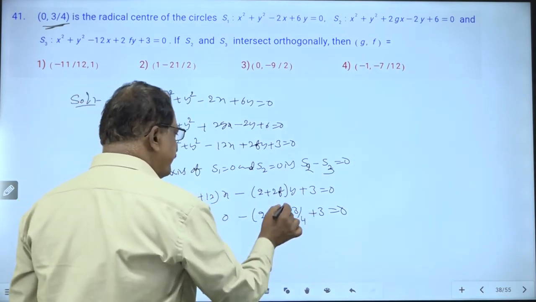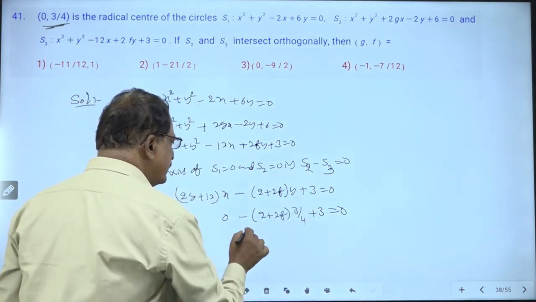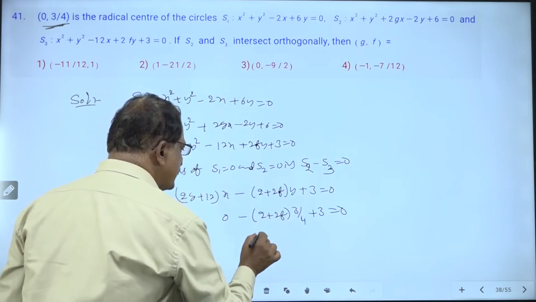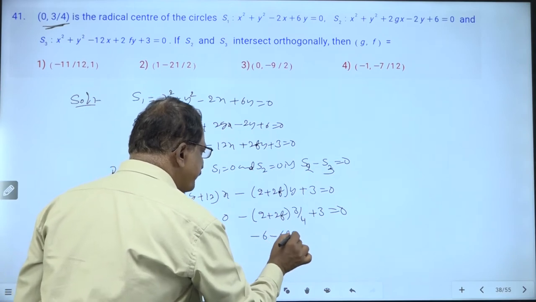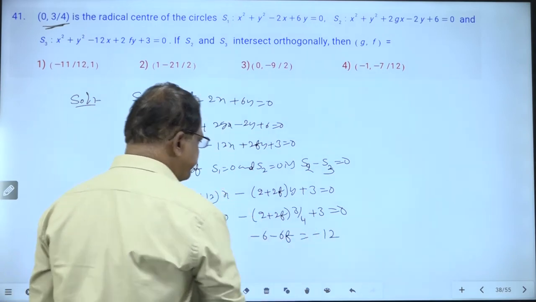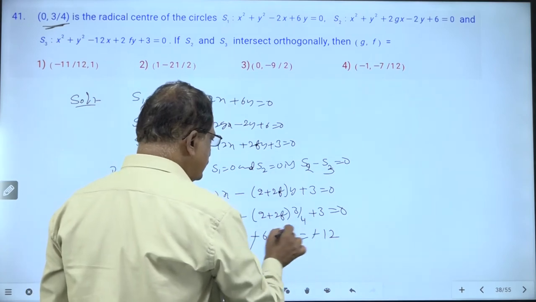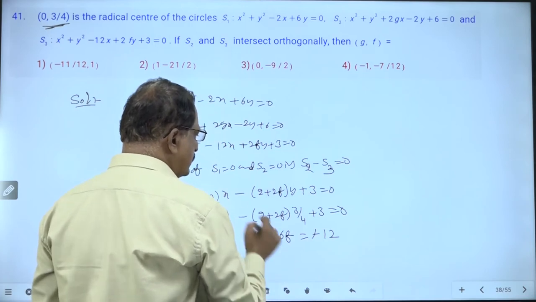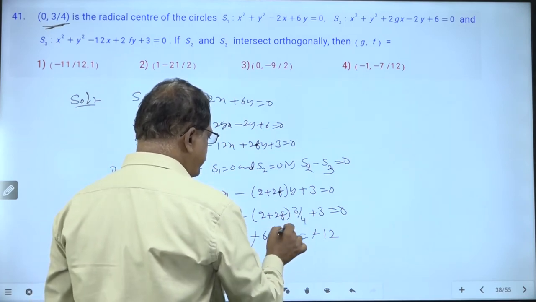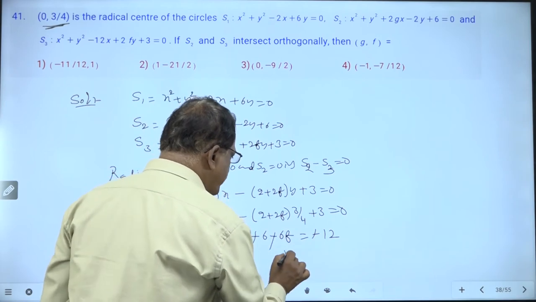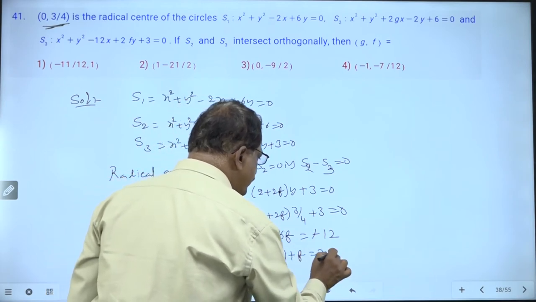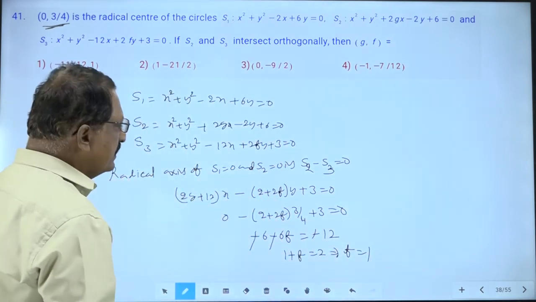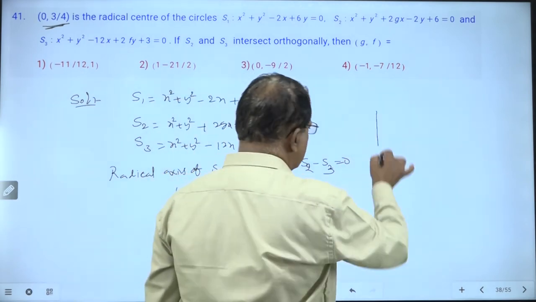Now, take the LCM. Take 3 common and the LCM also. How much do you get? Minus 6 minus 6f equals minus 12. Minus cancel. Here 1 plus f equals 2, which implies f equals 1. The value of f equals 1.